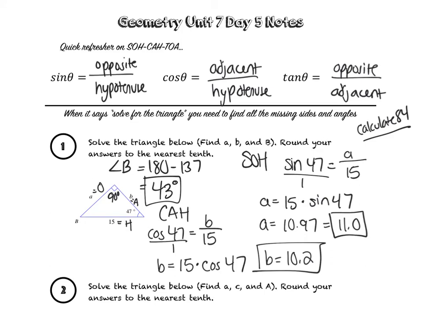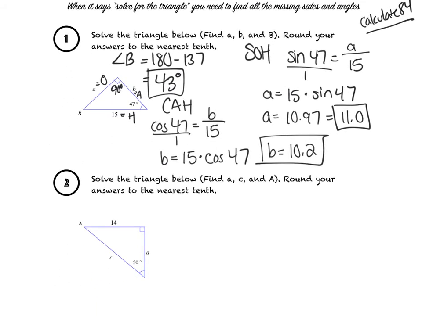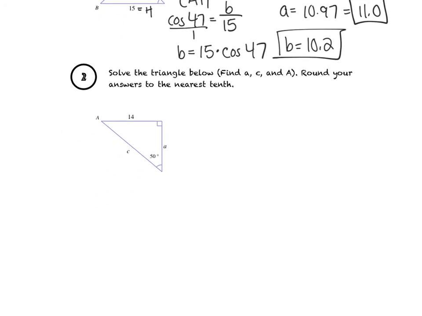So there you just found three things. You found 43 degrees for angle B. You found the side A is 11 and the other side B is 10.2. These types of problems in Alex will definitely take you the longest. Let's try another example on the notes.